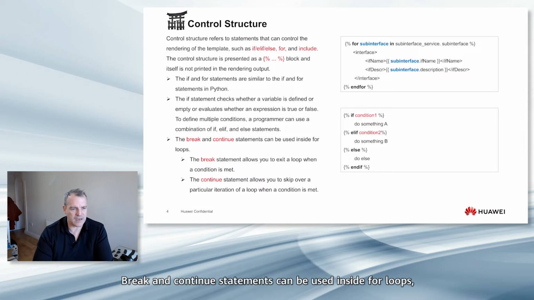The break and continue statements can be used inside for loops. The break statement allows you to exit a loop when a condition is met. The continue statement allows you to skip over a particular iteration of a loop when a condition is met.